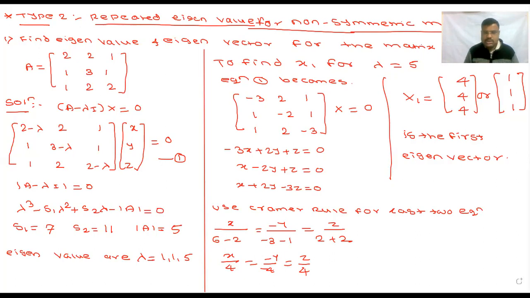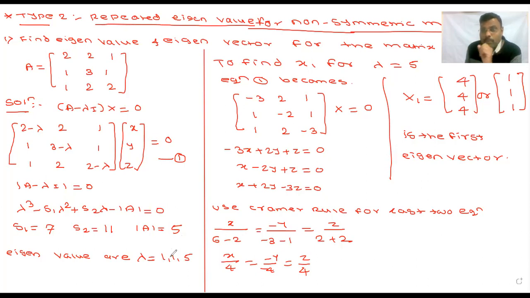Okay, just see again. As we calculated correctly, S1 is 7, S2 is 11, and the determinant of A is 5. When you calculate this value from your calculator, it shows only different values, not repeated ones. Here the calculator shows only two values, 5 and 1, but which is repeated? Either 1 is repeated or 5 is repeated.